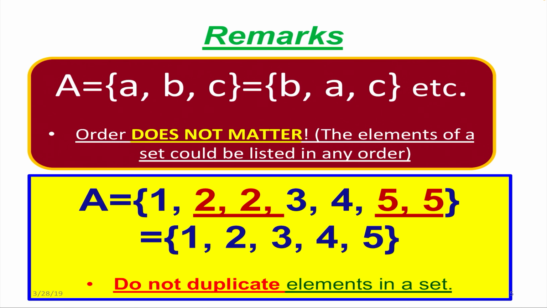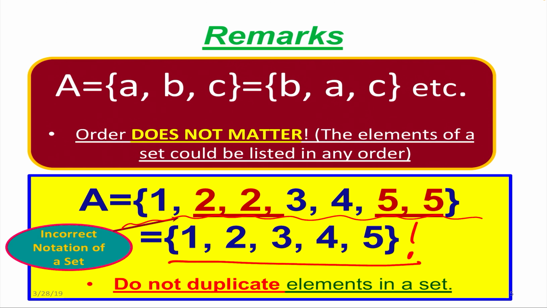The second remark is we do not duplicate elements in a set. Say we have set A containing elements 1, 2, 2, 3, 4, 5, 5. We do not write an element twice or more times. So instead of this, we could simply write the element 2 one time, element 5 one time. So the first notation is actually the incorrect notation of a set.